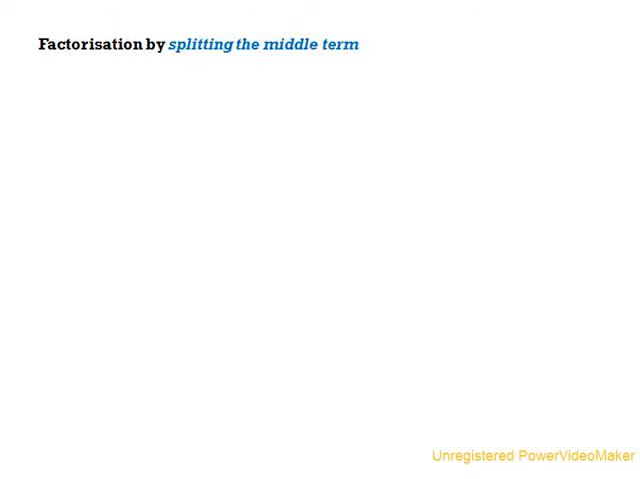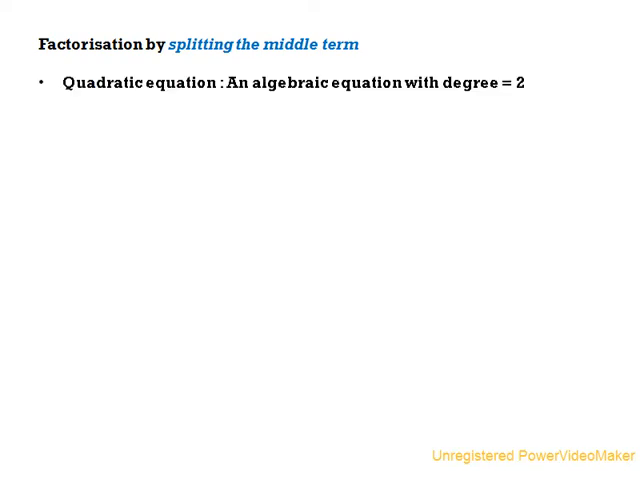Now, the degree or the highest power of a polynomial denotes the number of factors it has. So the first thing that we will do is factorization by the method of splitting the middle term. For that, we will first do the quadratic equation, an algebraic equation with degree equal to 2. Since the degree is 2, that means it can have two factors. It will have two factors.